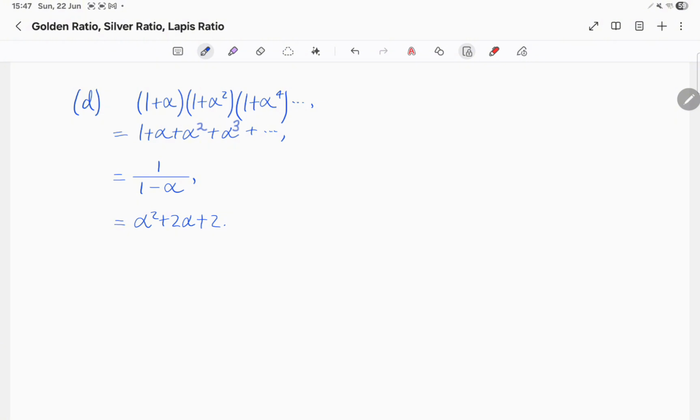The transition between the first and second lines works because every single number has a unique representation in binary, meaning that every power of alpha will appear precisely once in the expanded form. This was not expected in the original exam, and you were able to get away with it by simply expanding 1 plus alpha, and then expanding 1 plus alpha squared, then expanding 1 plus alpha squared, 1 plus alpha to the 4, and noticing the pattern.